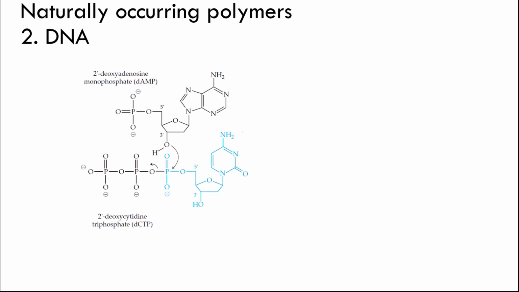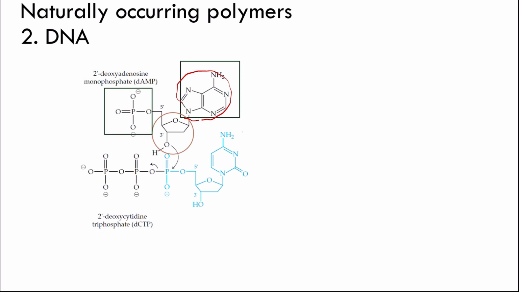Each nucleotide is formed of what we call the nitrogenous base. This part is called the nitrogenous base, and there are four different nitrogenous bases. And then there is the sugar, which is the deoxyribose sugar, and then there is the phosphate group. The condensation takes place between the OH of one sugar and the phosphate group on the following nucleotide. This is another condensation reaction, sorry, another polymerization reaction.